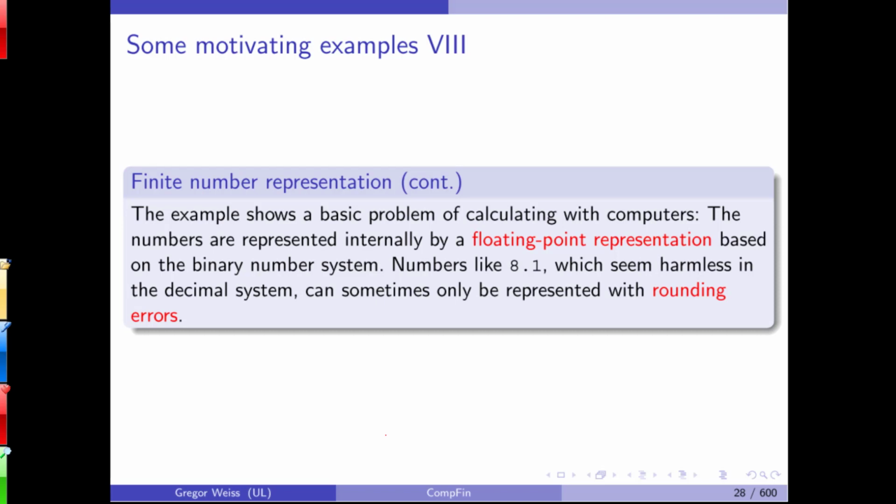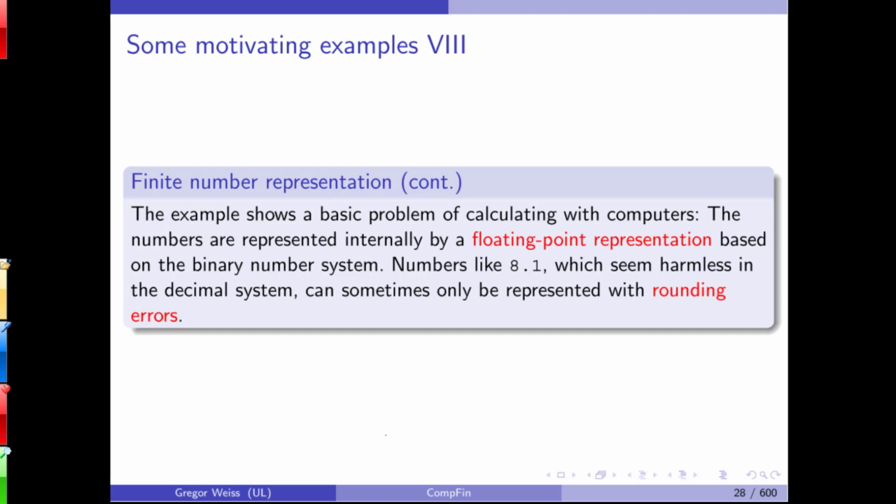Current, no current. Yeah? 0, 1. True, false. So all numbers are represented not in the decimal system, but in the binary system. And the problem here is that some numbers that seem harmless in the decimal system are tricky in the binary system. And 8.1 is harmless in the decimal system, but it's tricky in the binary system.